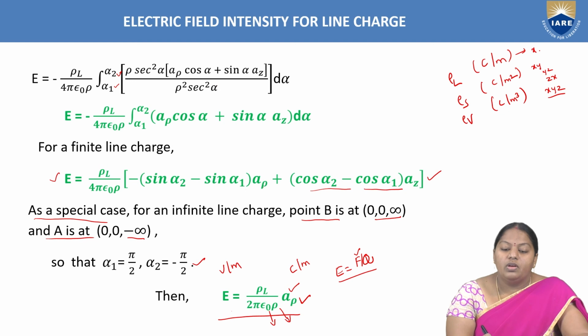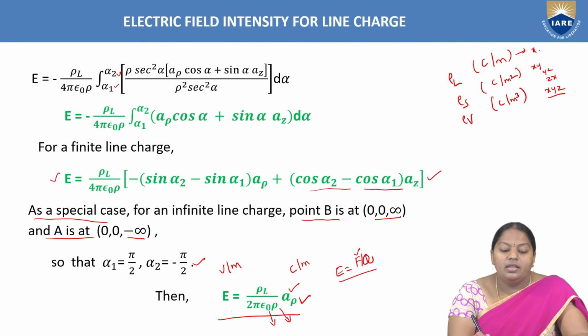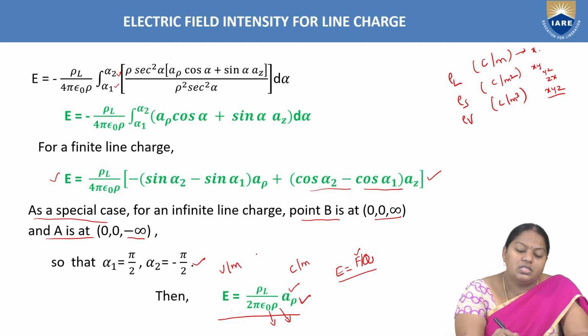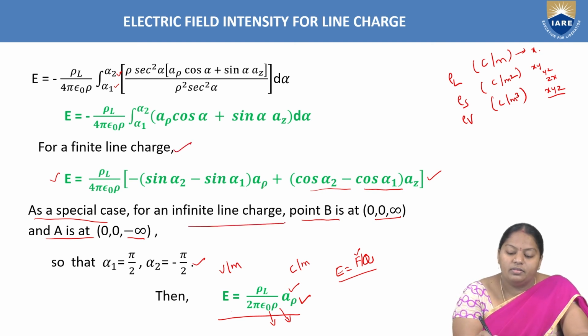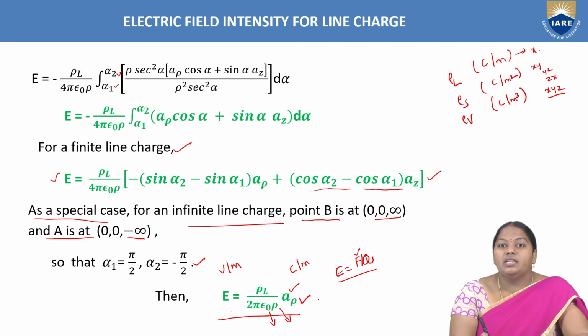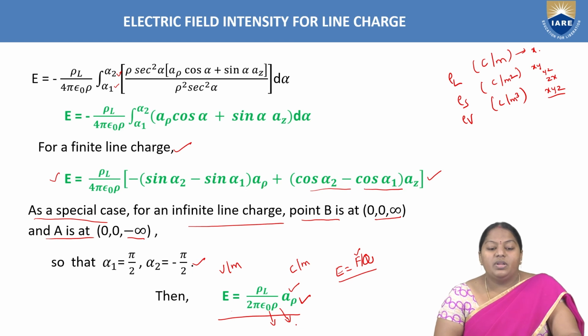Okay, so one application of electric field intensity as line charge we have evaluated. In this case, we analyzed 2 different ways. The first case is for a finite length of the conductor, and the second for an infinite length of the conductor. For an infinite length of the conductor, electric field intensity E is obtained as E equal to rho L by 2 pi epsilon naught rho into a rho. Right? In the next lecture, we are going to learn the next application of electric field intensity as surface charge.